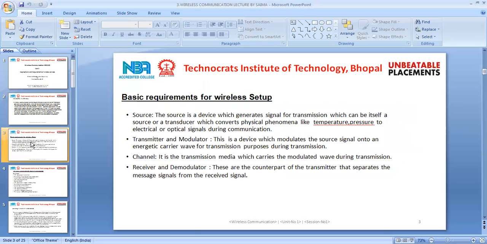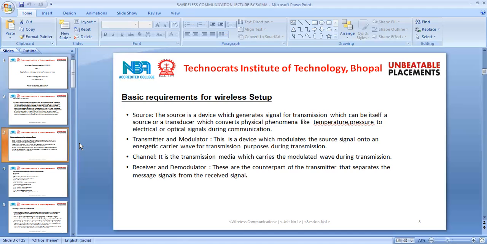So if I want to set up some wireless communication, what should be the basic requirements of the wireless setup? As students of electronics or engineering, we know that if I want to transmit or receive information, there must be a transmitter, a receiver, a source from which we get the information to transmit, and a channel. Channel is what? It is the medium by which I can transmit information from a transmitter to a receiver.